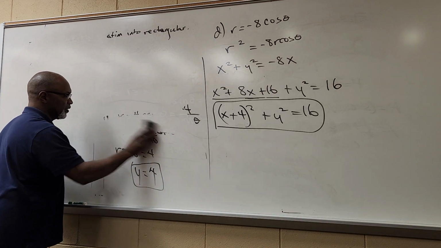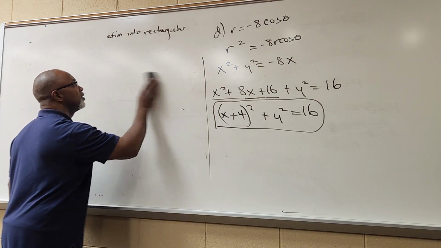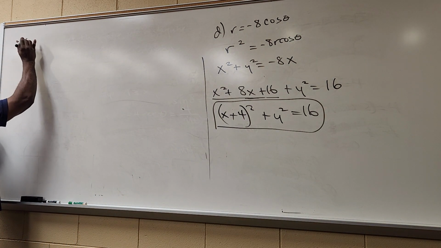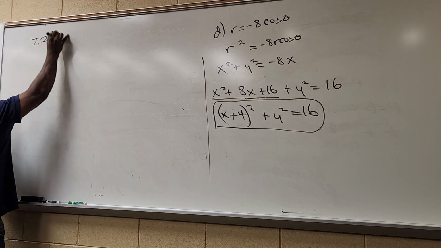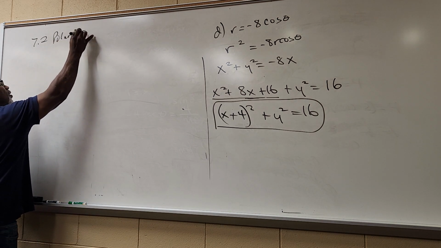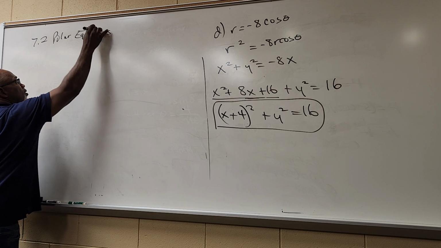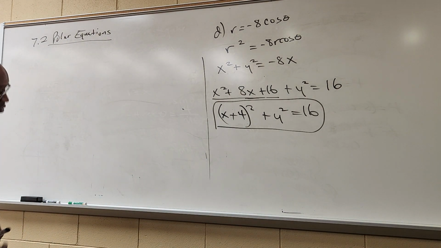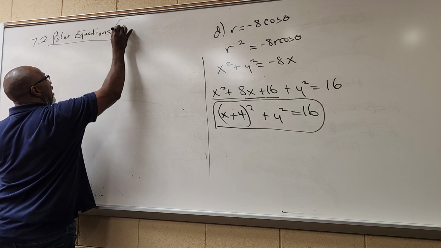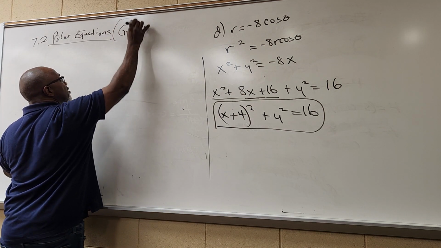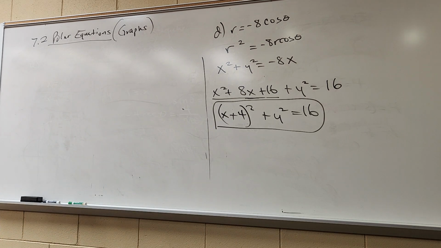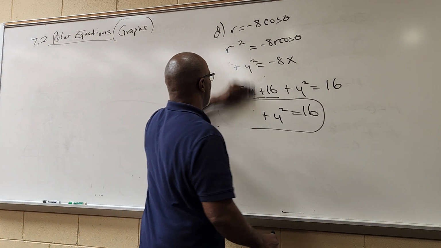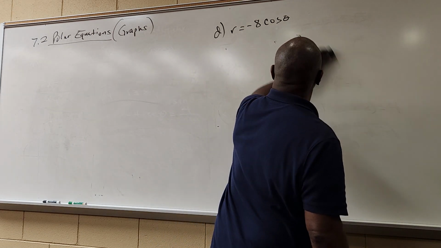We have completed everything for 7.1. We are in 7.2 now. So 7.2 is graphs of polar equations. We've already talked about polar equations to some degree, but now we're going to talk about how we graph these polar equations.